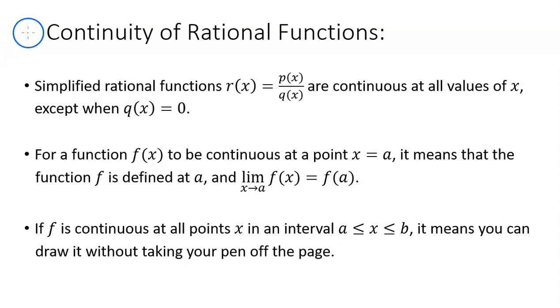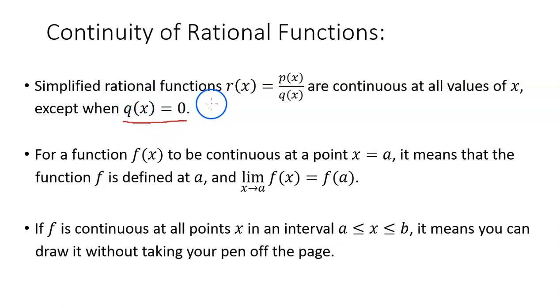Alright, in this video I just want to talk about the continuity of rational functions. So what does continuity mean and how can we use it to our advantage, the fact that simplified rational functions are continuous. So let's look at the notes. Simplified rational functions r of x equals p of x divided by q of x are continuous at all values of x except when q of x equals 0.